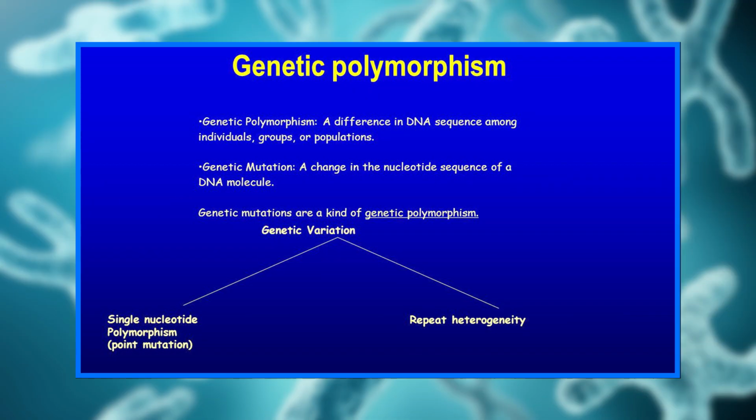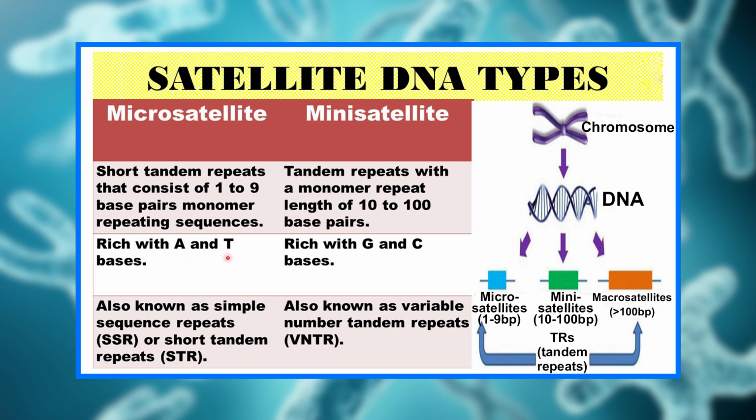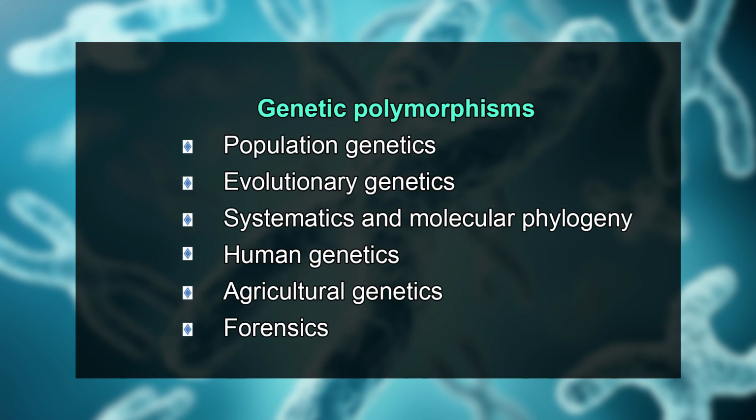Genetic polymorphism is defined as variations among chromosomes, alleles, or other DNA sequences. Genetic polymorphisms, whether studied in the form of allozymes, RFLPs, mini and microsatellite variations, or DNA sequences, have become useful tools in a variety of research fields such as population genetics, evolutionary genetics, systematics and molecular phylogeny, human genetics, agricultural genetics, and forensics as well.